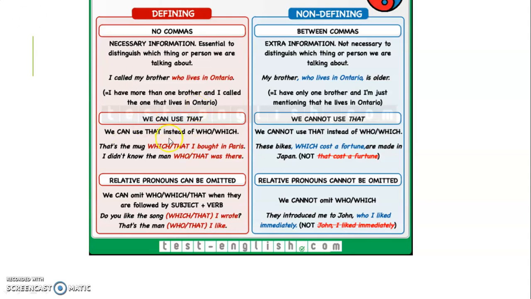Okay, in these relative clauses, instead of who or which, you can also use that. There is no problem.